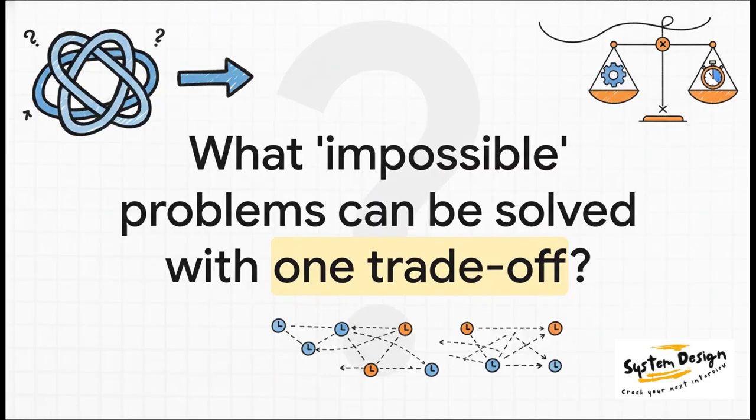And that really leaves us with a final thought. Dapper's genius wasn't in adding more complexity. It was in being clever enough to take something away. It really makes you think, doesn't it? In the systems we all build, what's the one impossible problem that could be solved with just one clever trade-off?